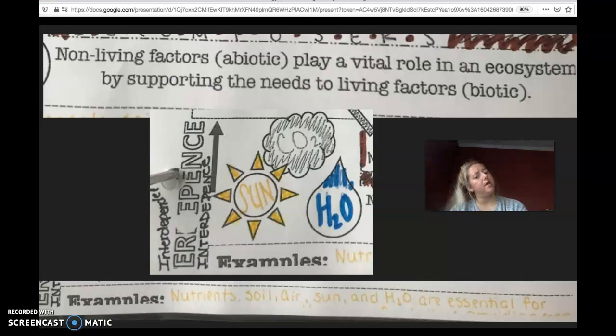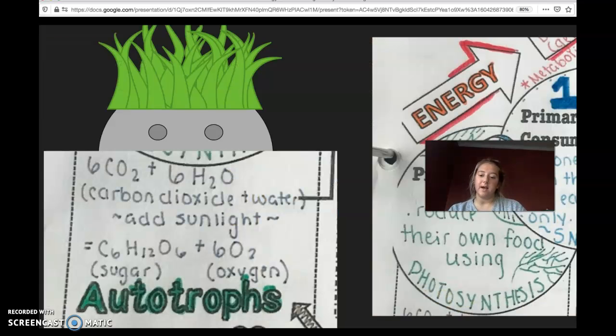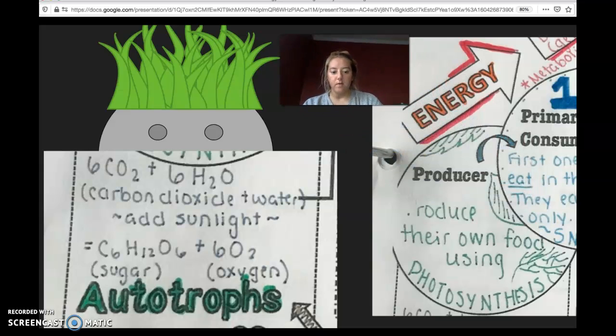Those are really the backbone of our ecosystem, because without those, we couldn't have our next guys, which are the autotrophs. I tried to draw a little plant man there, but I'm not sure how he looks. I think he's cute. But anyways, autotrophs are photosynthetic organisms. Autotrophs are also what we call producers.